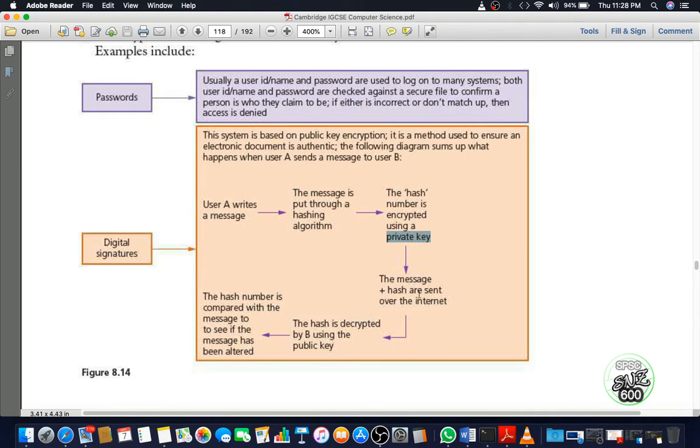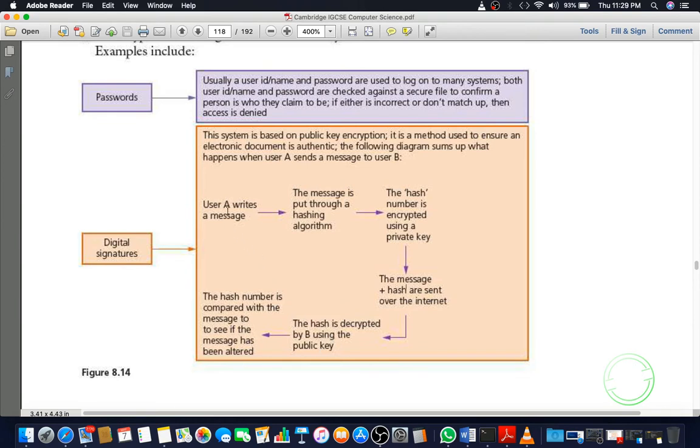The message plus hash are sent over the internet. In this case, the message is clear text, so anyone can read the message. The message is not given any encryption. So only the hash, that digest, is encrypted using the private key of A. Now the hash is decrypted by B using the public key.